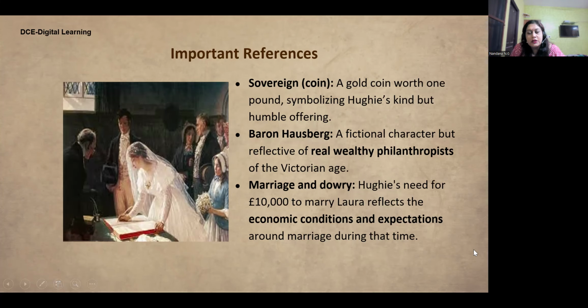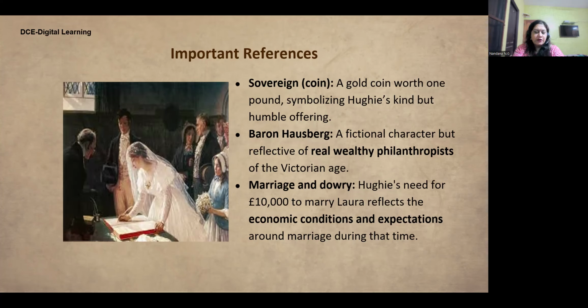Huey's need for £10,000, and how he wanted that money not for himself or his selfishness, but because he wanted it to marry Laura. It reflects the economic conditions and the expectations around marriage during that time. I've incorporated an image of a marriage here.